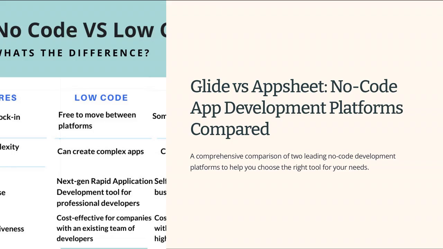On the other hand, Appsheet is more versatile, allowing users to build apps based on data from various sources like Google Sheets, Excel, and SQL databases. It also offers more advanced features like AI and machine learning capabilities.